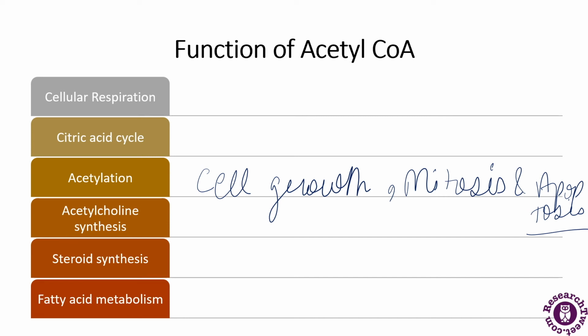Then comes acetylcholine synthesis. Here acetyl coenzyme A is also an important component in the biosynthesis of the neurotransmitter acetylcholine. Choline in combination with acetyl coenzyme A is catalyzed by the enzyme choline acetyltransferase, and it will produce acetylcholine and coenzyme A.